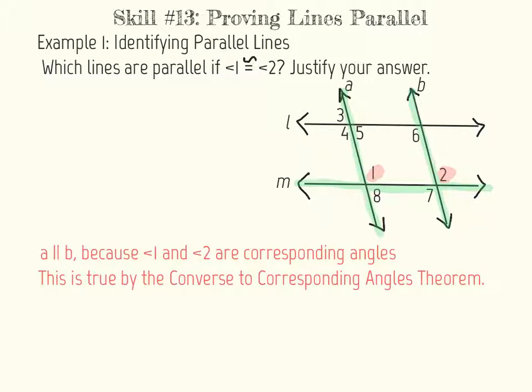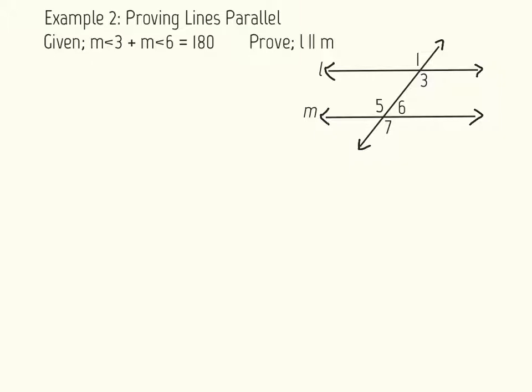So we know A is parallel to B because angle 1 and angle 2 are corresponding angles. This is true by the converse to corresponding angles theorem. For example 2, we're going to do a proof. Given the measure of angle 3 plus the measure of angle 6 equals 180, prove that line L is parallel to M. In a proof we always start with what we're given. So the measure of angle 3 plus the measure of angle 6 equals 180, because that is given to us.